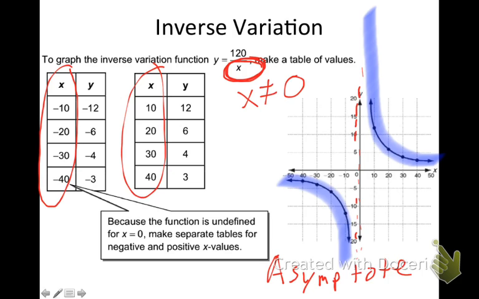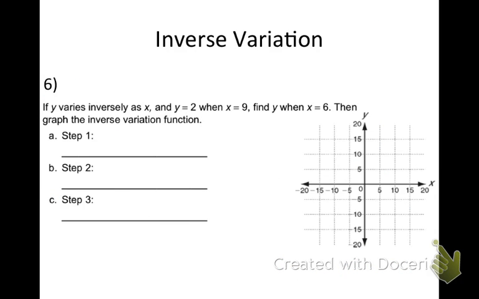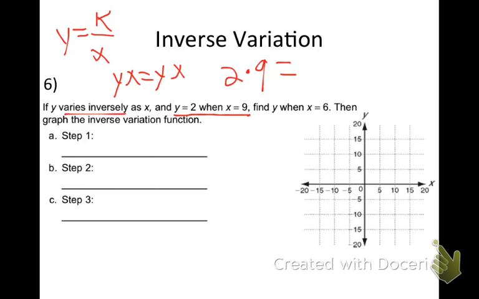Okay. So let's go through number 6. If y varies inversely as x and y equals 2 when x equals 9. So remember, inverse variation is y equals k over x, or y1 x1 equals y2 x2. So y equals 2 and x equals 9. That's like saying 2 times 9 equals, find y when x equals 3, y times 6. Okay, so I'm plugging into that inverse variation function.